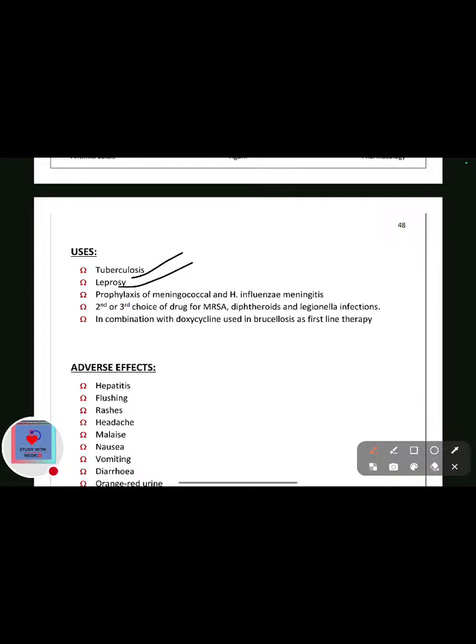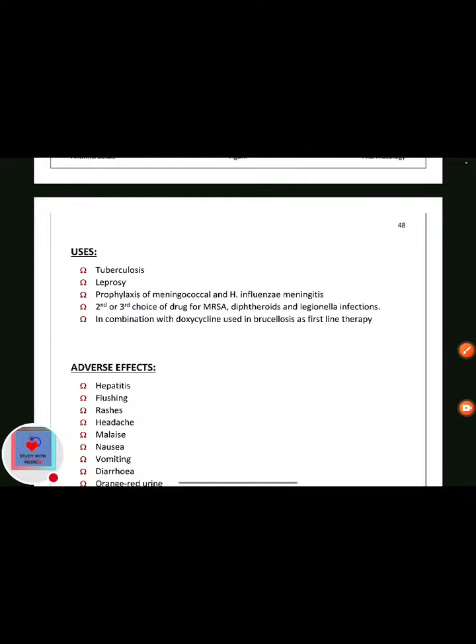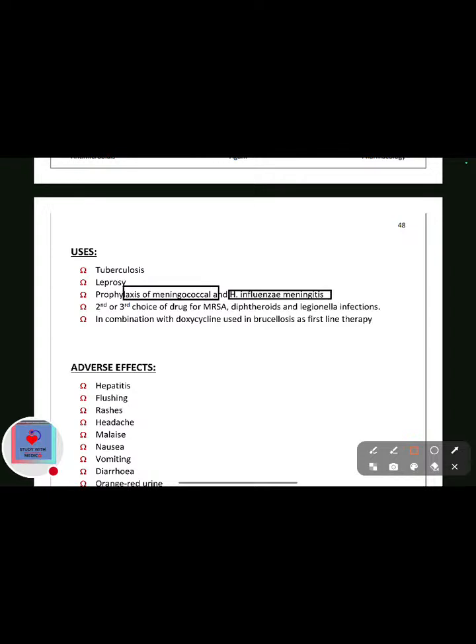Talking about the uses: leprosy. Rifampicin is also used in tuberculosis, and in leprosy because it's very effective if the bacteria are not resistant to it. Prophylaxis of meningococcal and H influenzae meningitis.